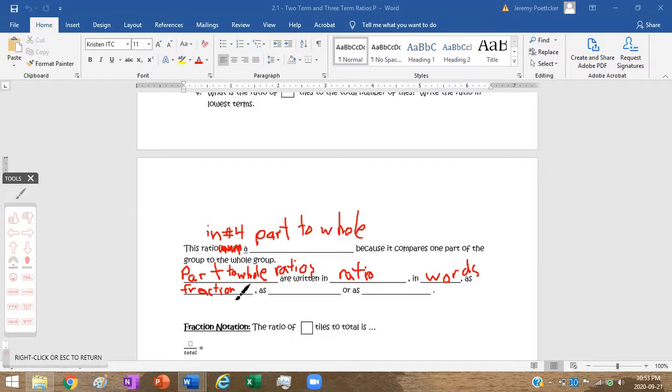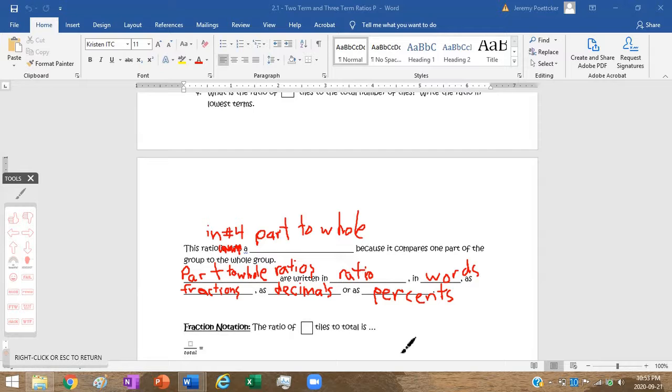I think that was about the first time you started seeing them as fractions. We can also change our fractions into decimals, or we can change that decimal into a percent.